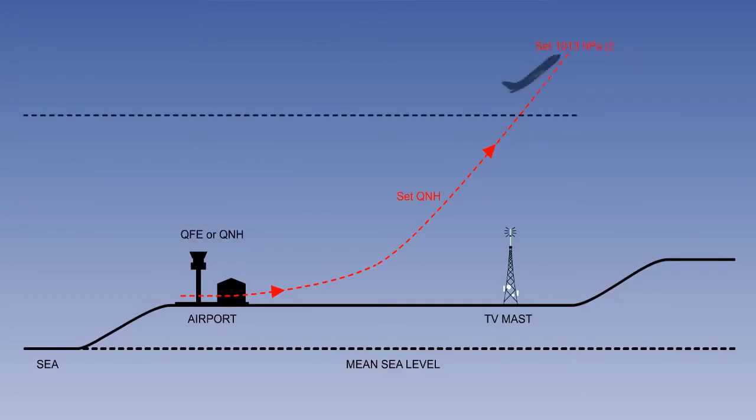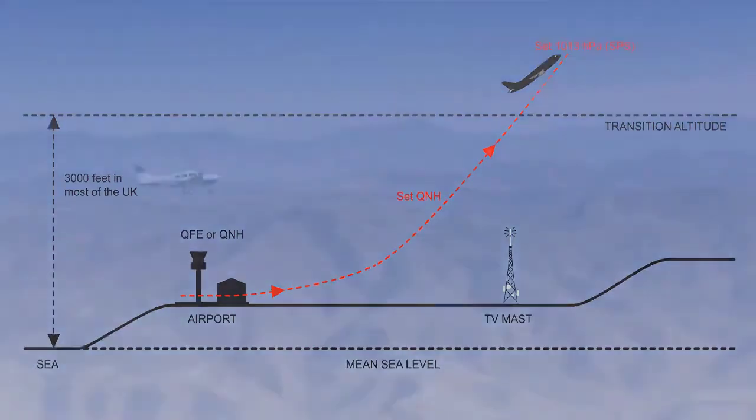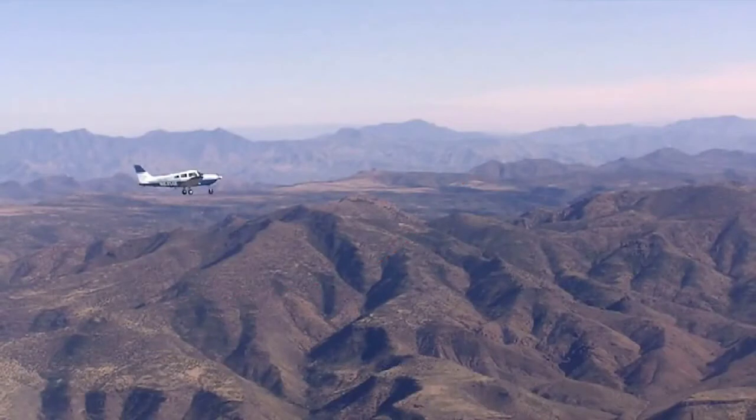At an agreed altitude, we set 1013, otherwise known as standard pressure setting. This altitude is called the transition altitude, and its actual value varies from country to country and region to region. In the UK, transition altitude is usually 3,000 feet, except in some major airport control zones where it may be 4,000 or 5,000 feet. However, other countries use different figures.